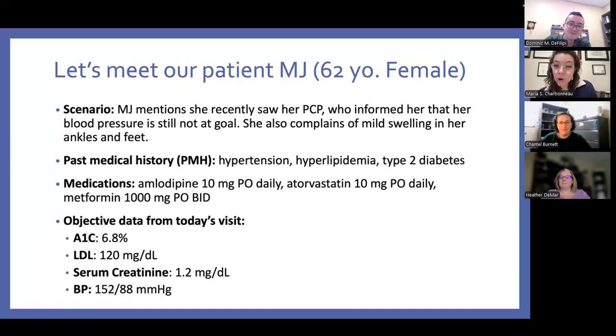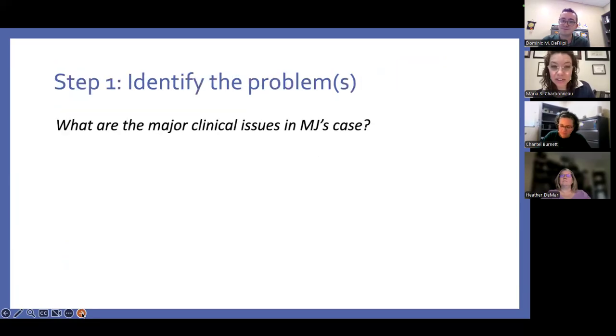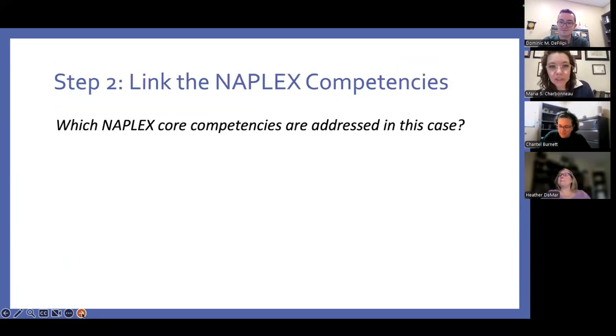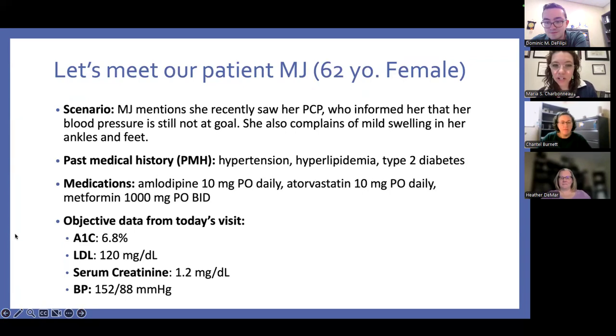And so as preceptors, we're hoping that our students are able to identify the problems. And that comes back to the foundational piece of the NAPLEX, where they want to make sure that students have that foundational part. So then if we were to link this to the NAPLEX competencies, what core competencies would you say are addressed in this case? And again, I'll go back to the case, but which competencies do you feel are addressed in this case?